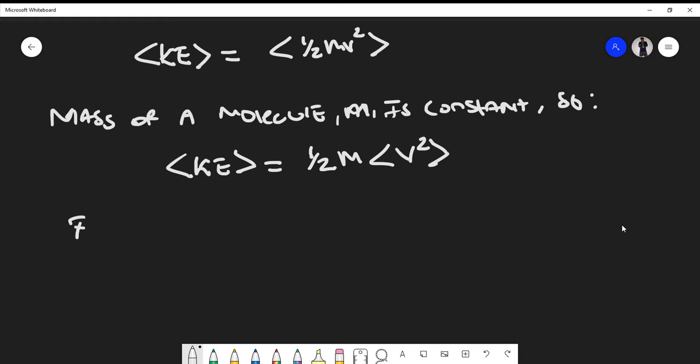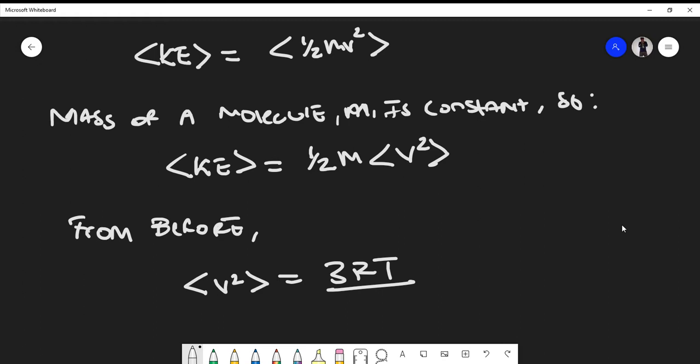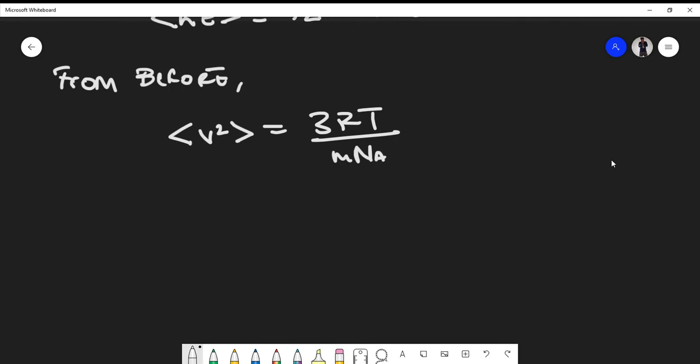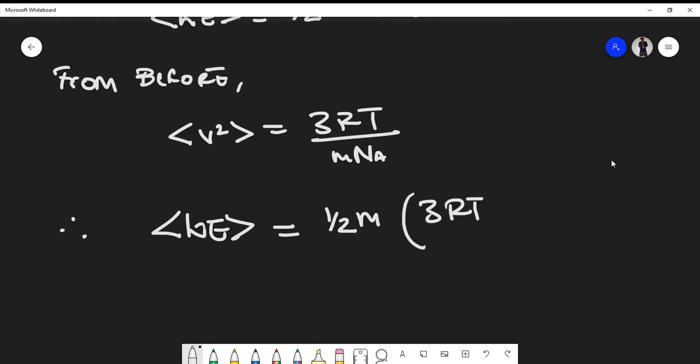Now we learned about the average kinetic energy in lecture 3. From before, we know that the average velocity squared is equal to 3RT over m times NA, where NA is Avogadro's number. So then we can say that the average kinetic energy from this formula is equal to 1/2 m times 3RT over m times NA, where NA is your Avogadro's number.